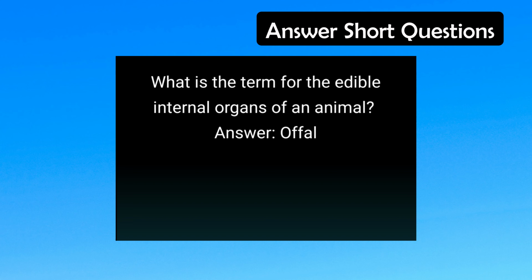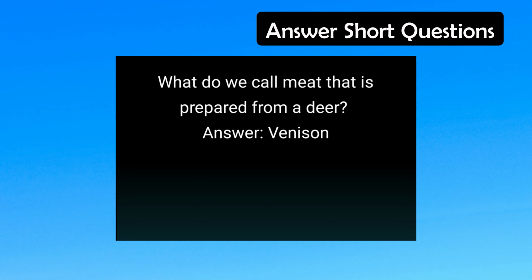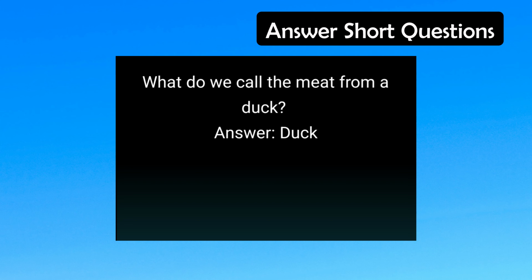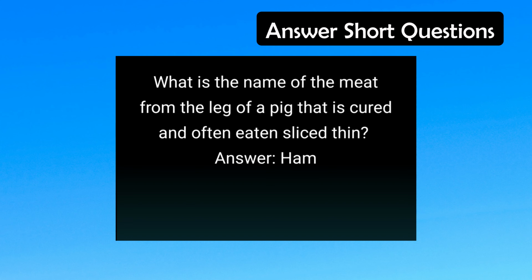Answer: offal. What do we call meat that is prepared from a deer? Answer: venison. What do we call the meat from a duck? Answer: duck. What is the name of the meat from the leg of a pig that is cured and often eaten sliced thin?